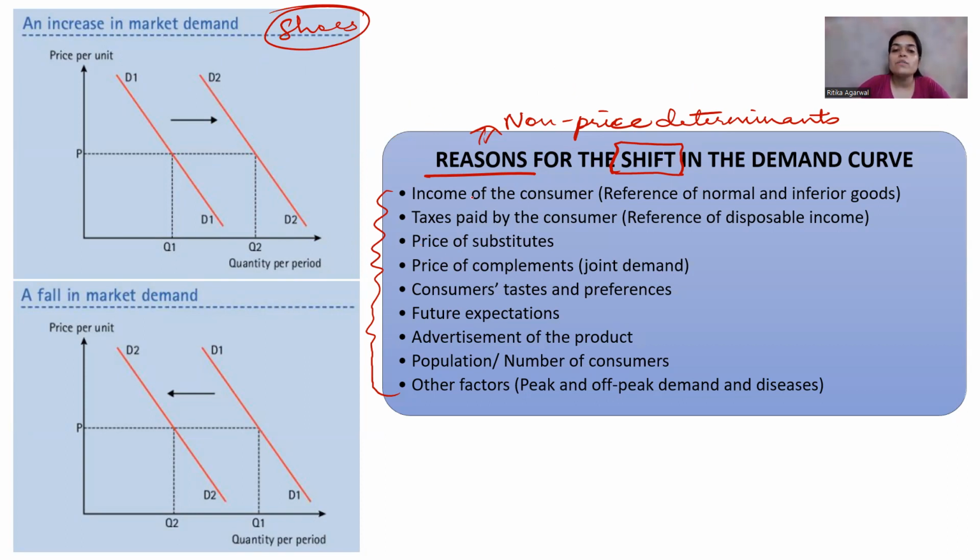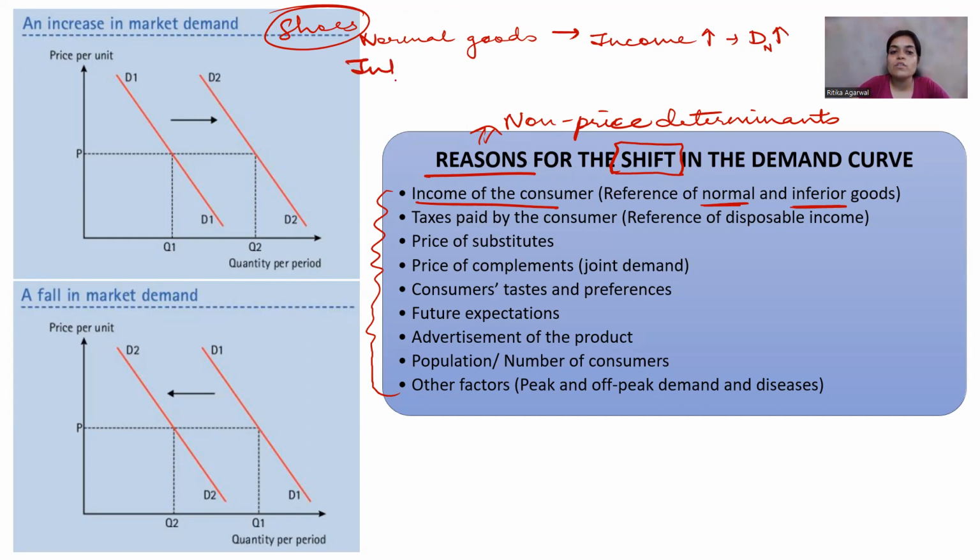Now, coming on to the first one, that is income of the consumer. Income is very important, and we have reference of normal and inferior goods. Now, considering what are normal goods and what are inferior goods. Normal goods are those goods for which the demand increases when the income of a person increases. So when income increases, the demand of these normal goods also increases.